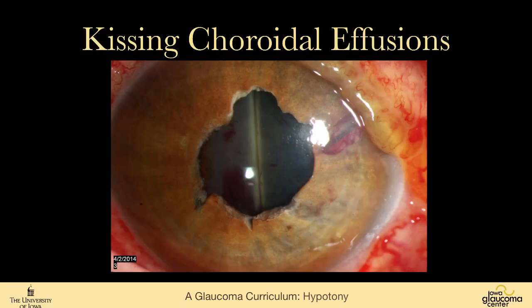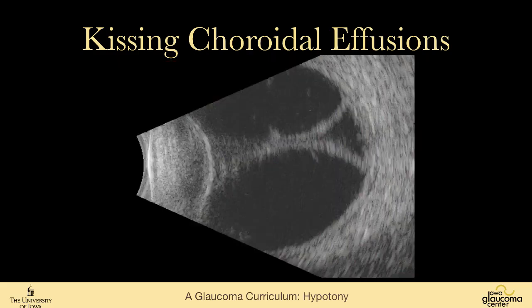This is pretty scary, kissing choroidals. You can see the choroidal effusions are meeting here in the middle in this patient shortly after having an Ahmed tube performed. And on ultrasound, you would see this. You would see these massive choroidals with the retina kissing there in the middle.